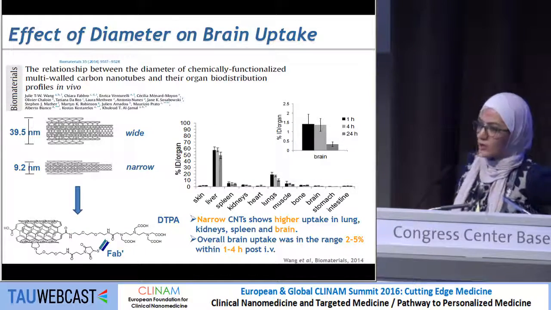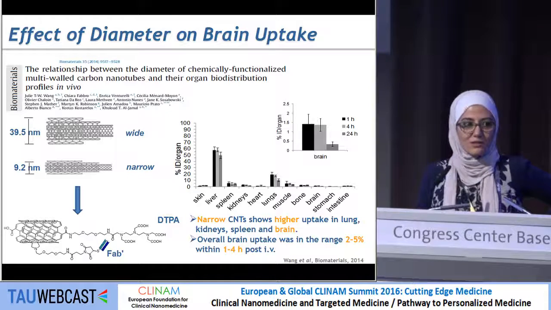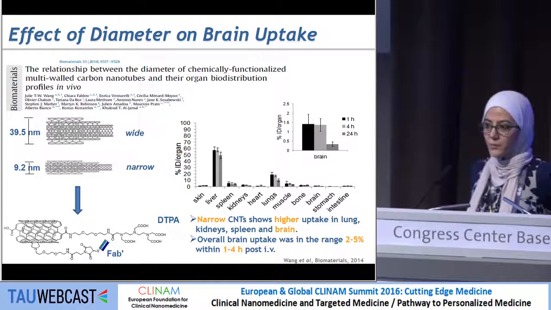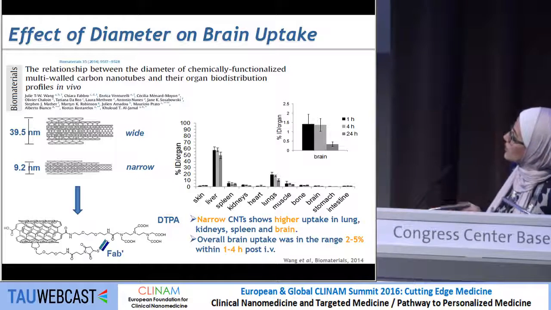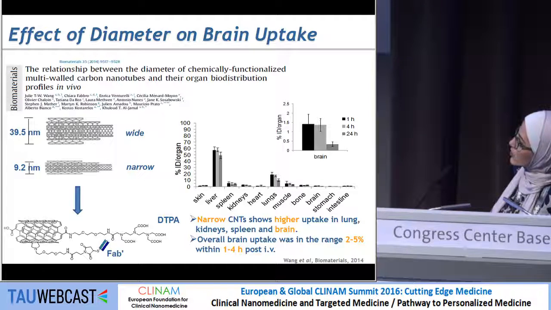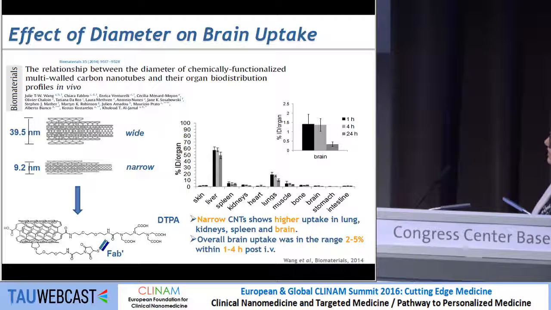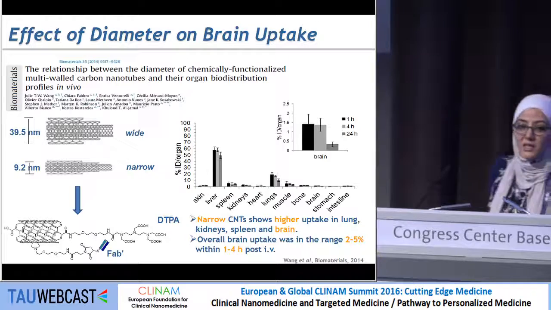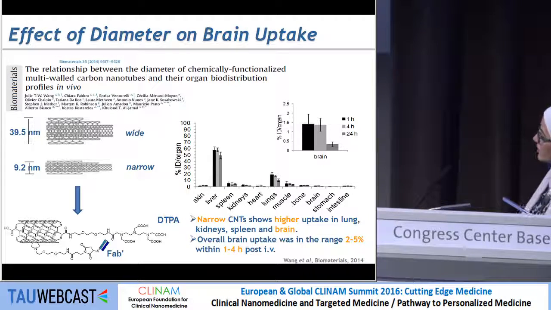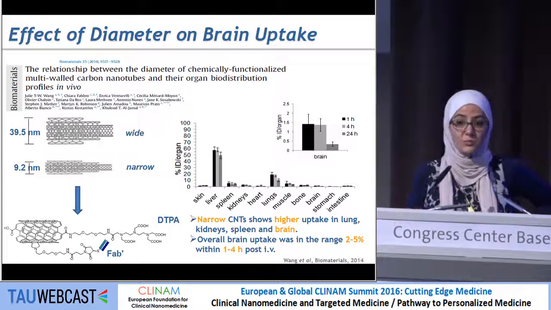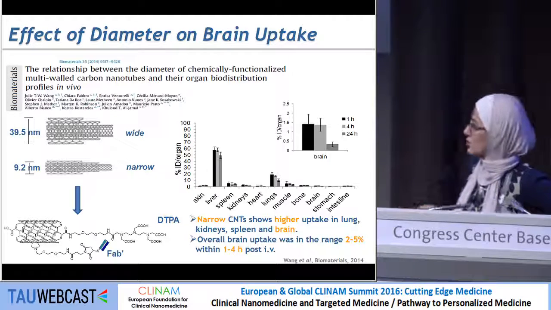Because intracerebral administration is not really of relevance for patients, we would want to attempt the intravenous administration. In this study, we did a direct comparison between what we called then wide and narrow CNTs with particular diameters. Interestingly, what we could see is brain uptake, which was more enhanced with the narrow CNTs, but in addition, you also have uptake in other types of organs. And the uptake was approximately 2 to 5% injected dose per gram tissue, which is quite substantial.